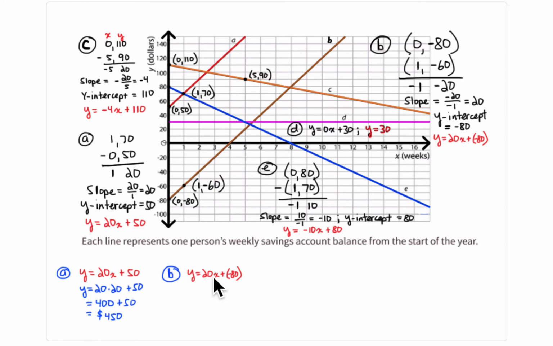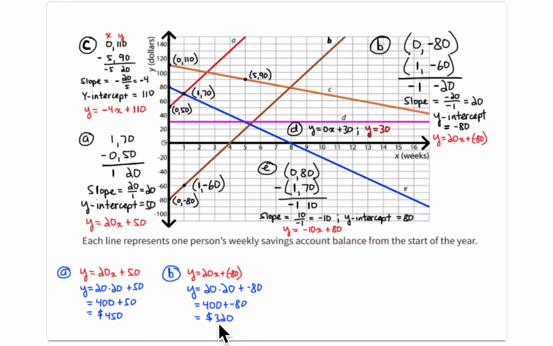For B, this person is starting at negative 80, but they are also saving $20 per week. So in 20 weeks, they're going to save that $400, because 20 times 20 is 400, but you have to then add that to the negative 80 that they started with, so it's going to be 400 minus that 80, so they're going to end up saving $320 after 20 weeks. So they get out of debt, and they actually save money, just not as much money as A, because A started out with a positive $50, B starts out owing $80.